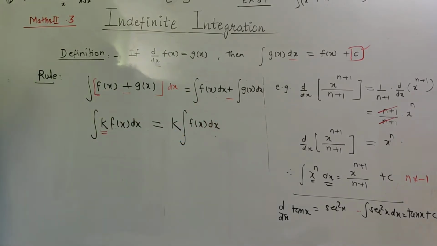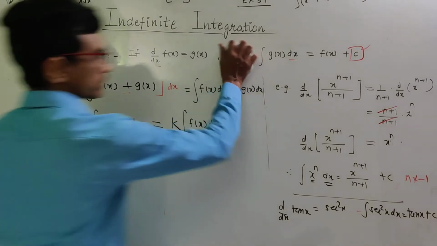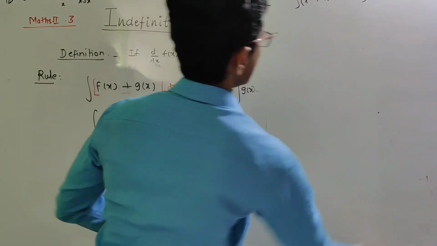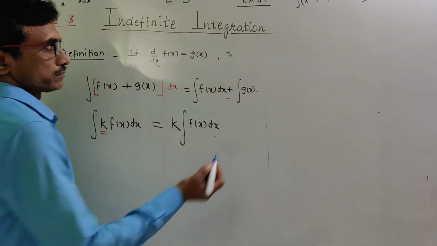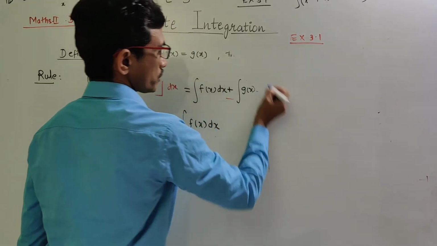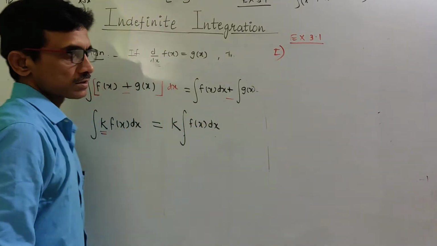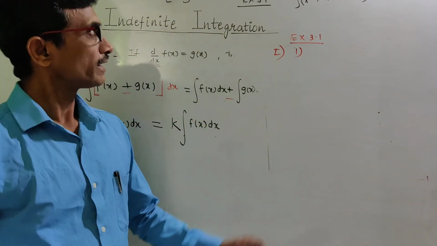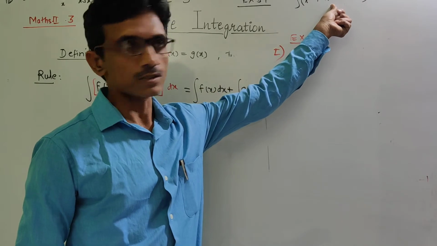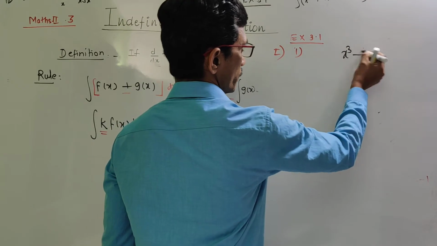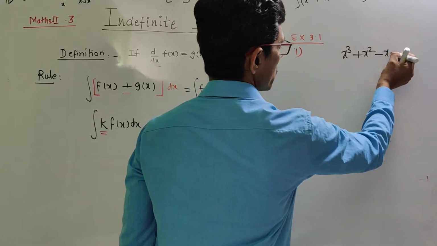So in exercise 3.1 we do the first question. Exercise 3.1, question number 1, sub question 1. We evaluate or integrate x cube plus x square minus x plus 1.